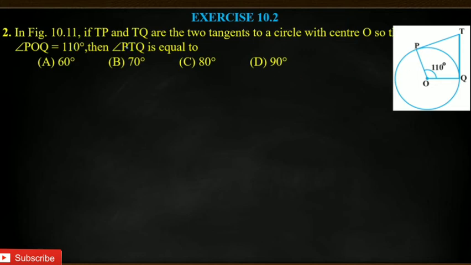Then what is the angle PTQ? This one they asked to find. It's very easy to go, children. You people know very well. The sum of POQ plus the sum of PTQ is equal to 180 degree. Why am I telling this two is 180 degree?